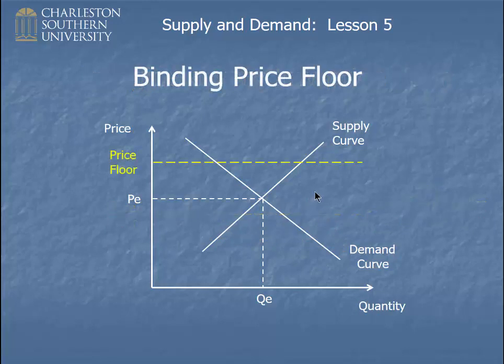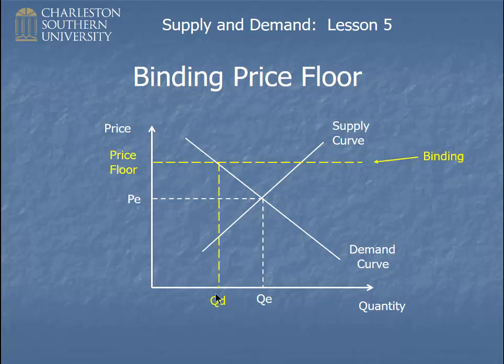But if the price floor gets high enough, say up here somewhere, then it's binding because the natural order of affairs is trying to set the price here at equilibrium, but you've got a law that says the price can't go below the price floor. So in this situation, we're going to have a disequilibrium.